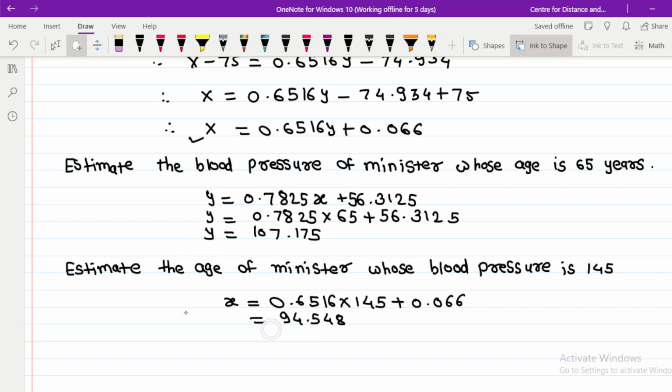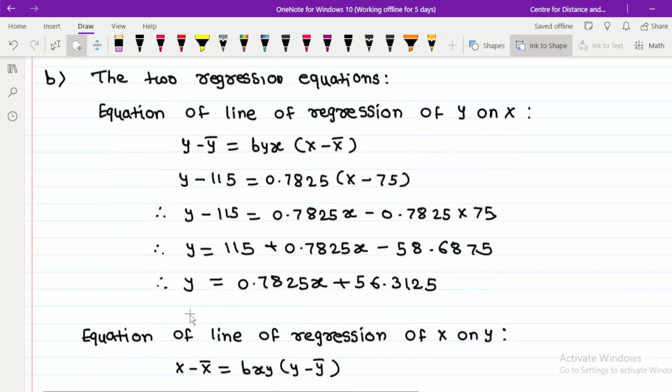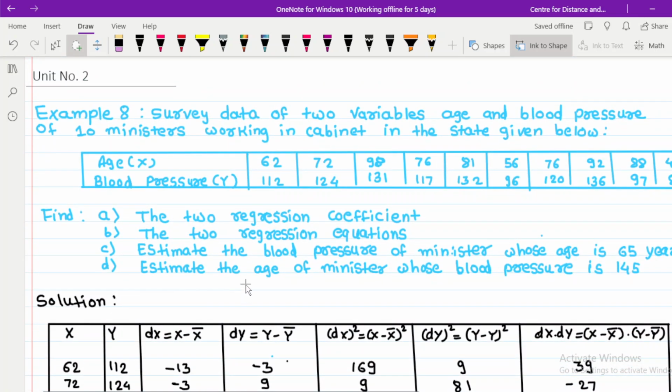Okay. I hope all of you understood regression and the regression coefficients, their regression equations, and the example, that is example number 8. Okay. Thank you.